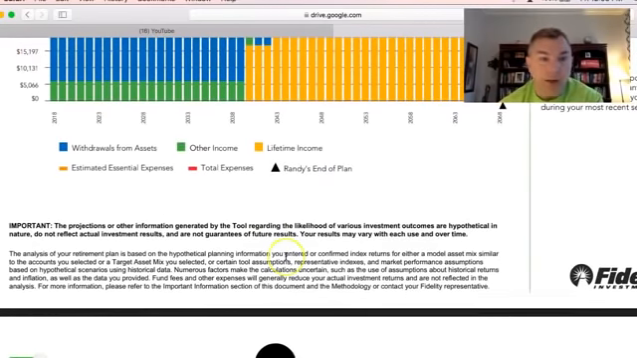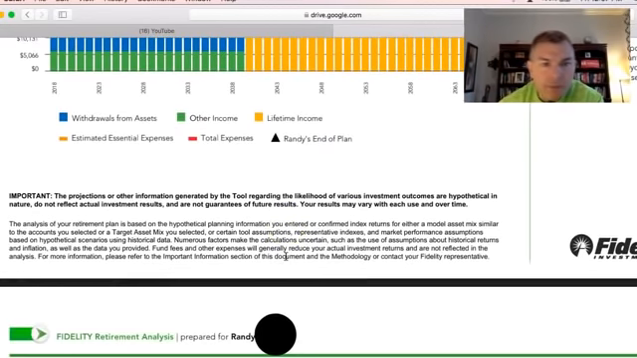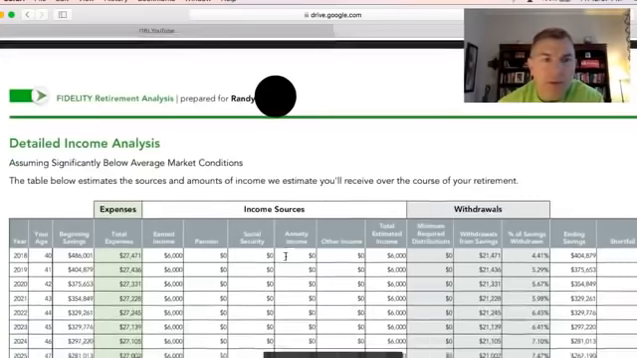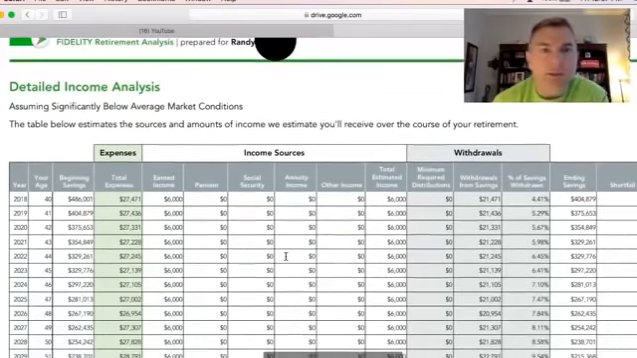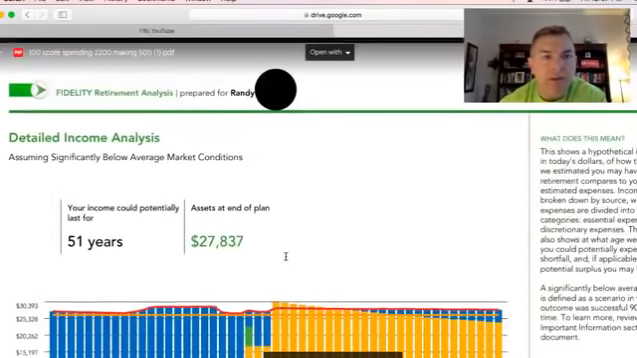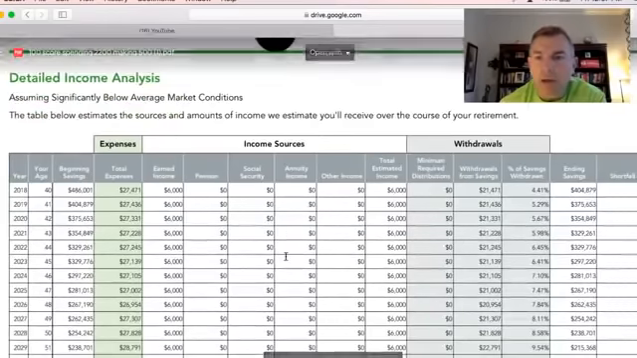Let's see if it says anything about below. The annual retirement plan is better. I don't see anything where it says what that would call for. Okay, so it doesn't really tell us much there. We'll have to see if it tells us more. Detailed income analysis, assuming significantly below market conditions. And up here, was that significant? Yeah, significantly below market conditions.